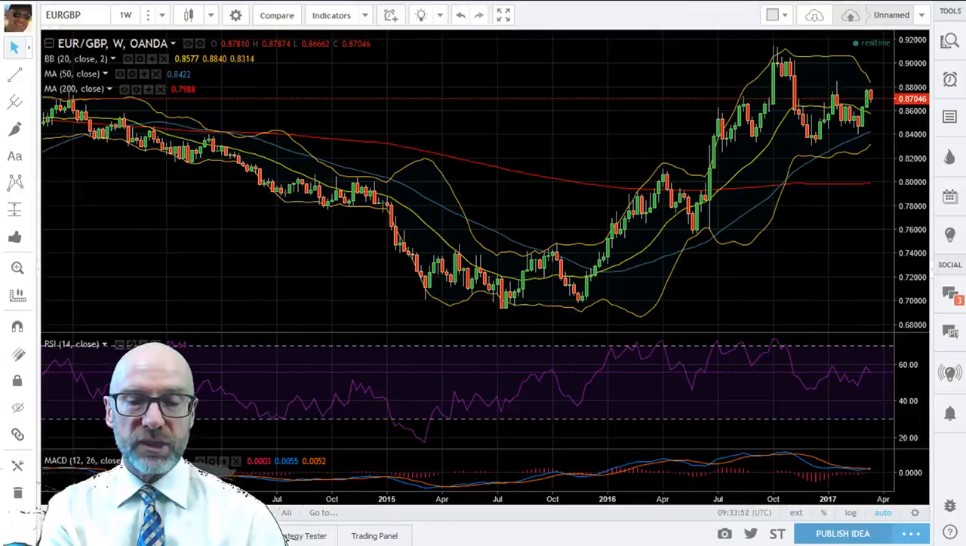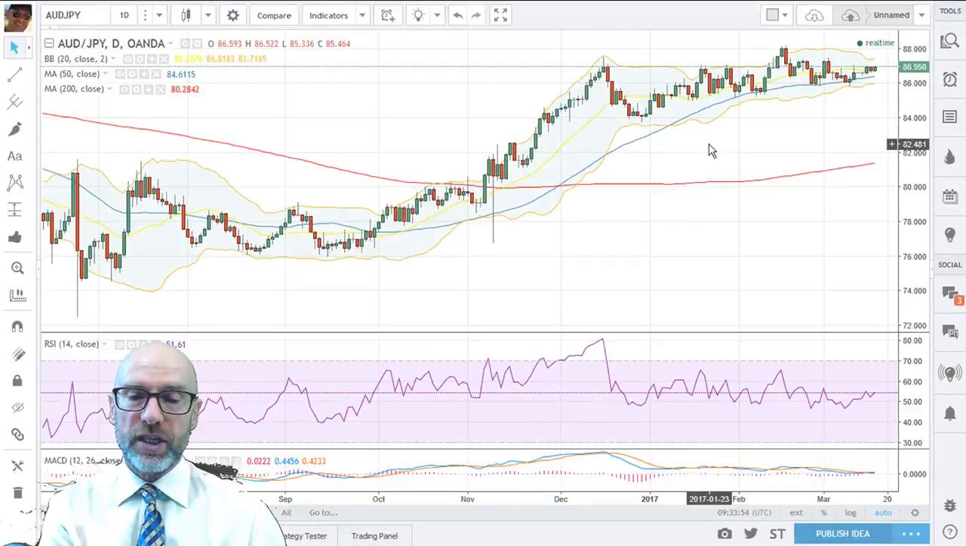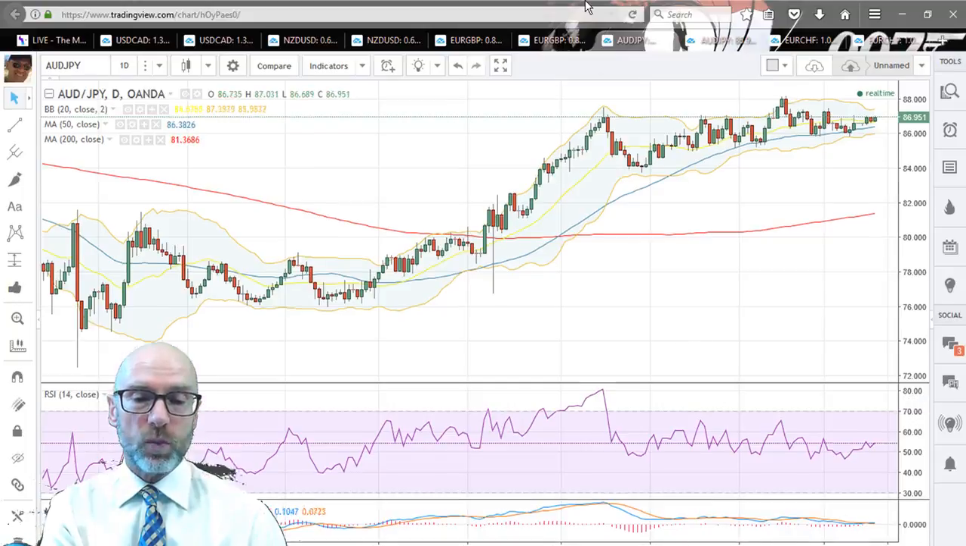Aussie dollar against the Japanese yen. You can just see this range trading picture that we've got, perhaps starting to turn into a triangular formation. No indication as yet which way it's going to break. The RSI is virtually going sideways, is at 55. MACD going sideways as well.